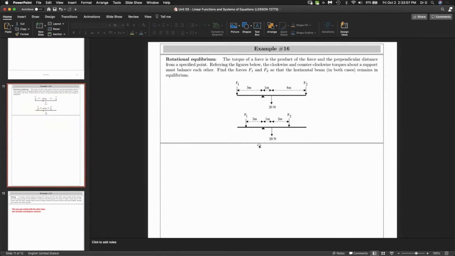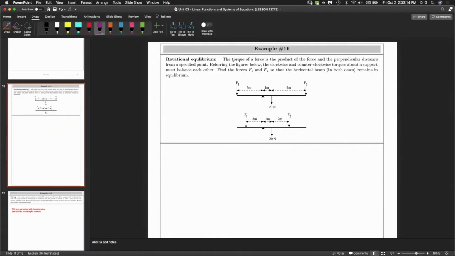We're going to talk about a concept here called torque. Now, torque is a turning force. So what is torque defined as? It is the product of the force and the distance from a point of rotation.